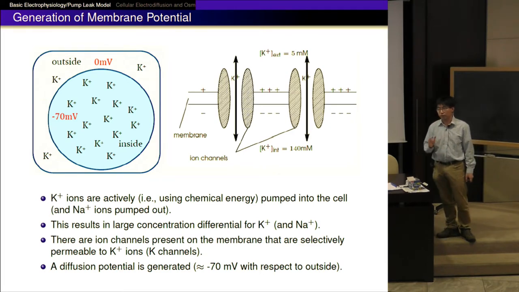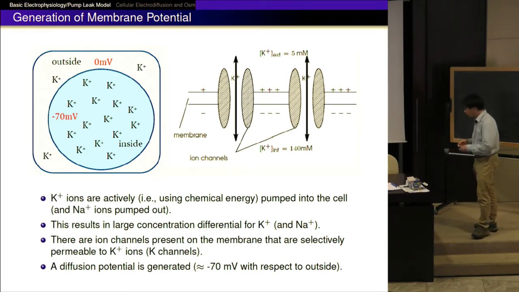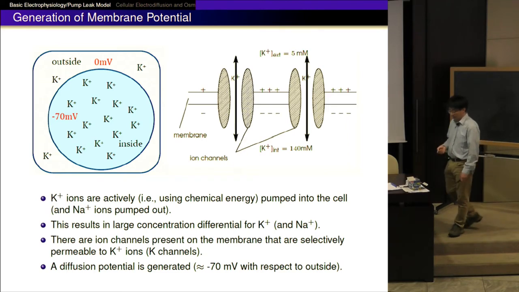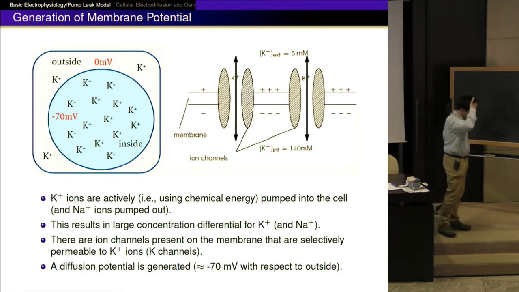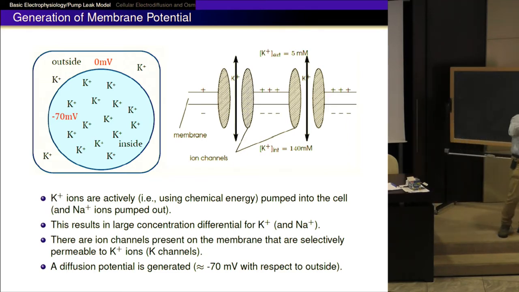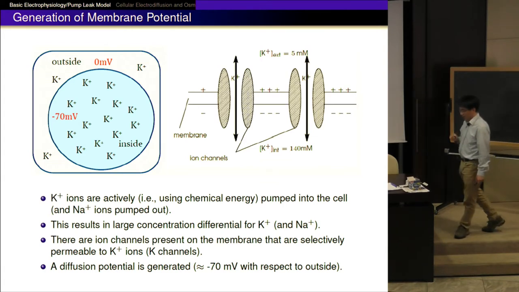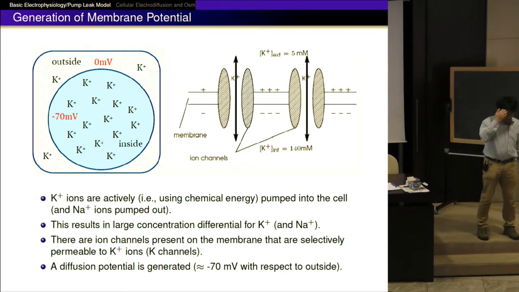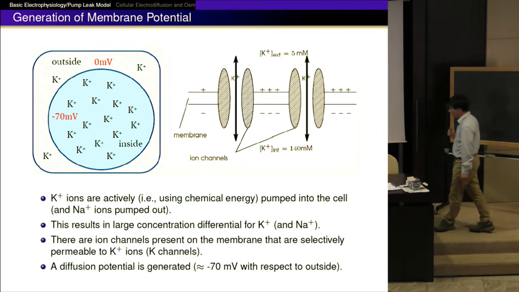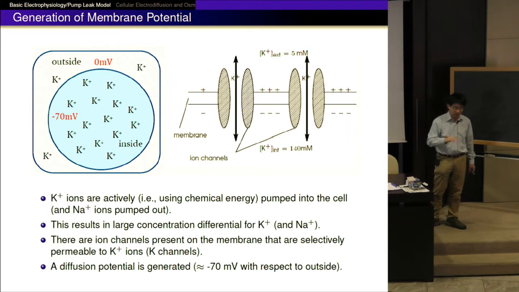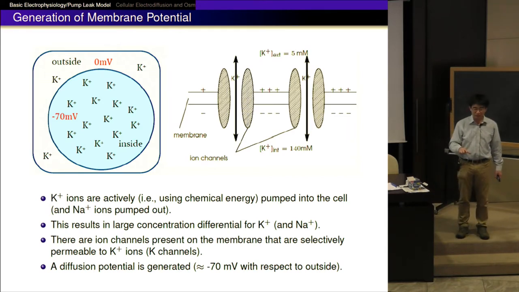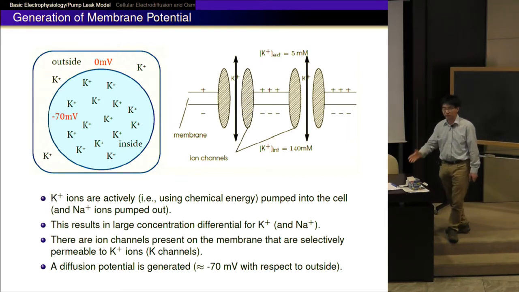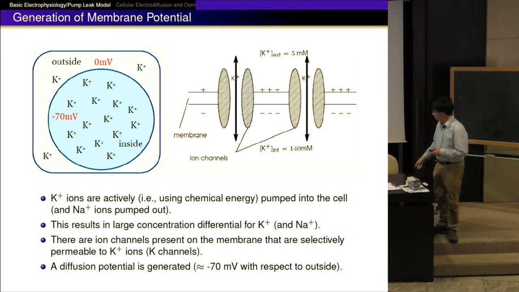So this is basically a diffusion potential, and the potential you get is on the order of about minus 70 millivolts. And again, as Jürgen pointed out, the controlling voltage here is the thermal voltage RT over F, or kBT over q, and kBT over q is about 25 millivolts, and that's why all voltages you see in biology are on the order of 25 millivolts.